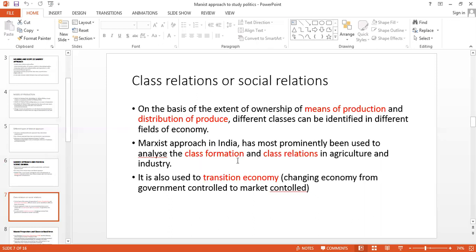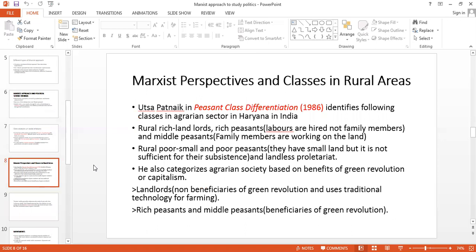The Marxist approach in India has prominently been used to analyze class formation and class relations in agriculture and industry. It is also used in transition economy, that is, a changing economy from government control to market control. Now, the Marxist perspective and classes in rural areas.